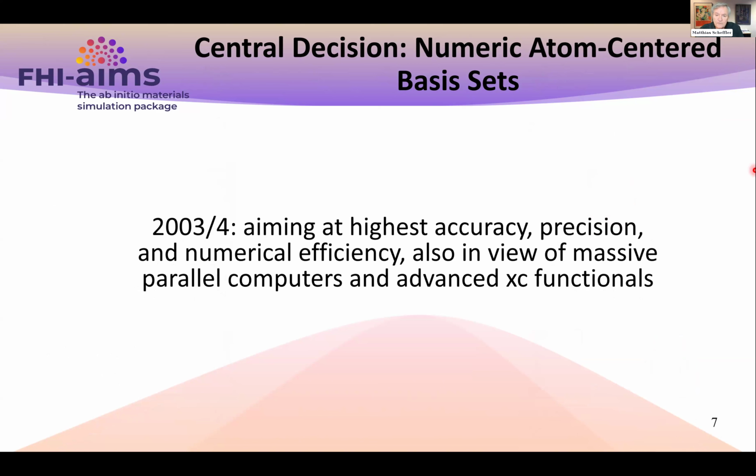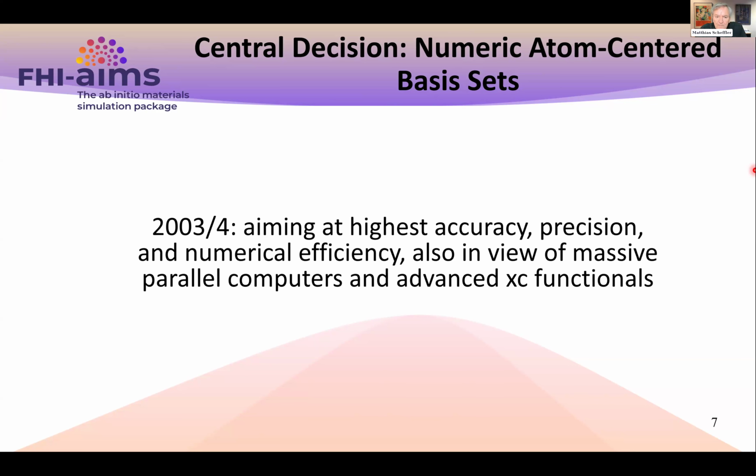We also concluded already back then that the future of computing will be massive parallel, and we saw the need for using exchange correlation functionals that include exact exchange. Since 2005, Volker Blum became, and now is, the undisputed leader of the FHI-aims software developments, initially in Berlin and since 2013 at Duke University.